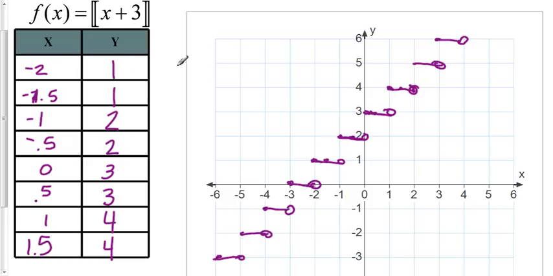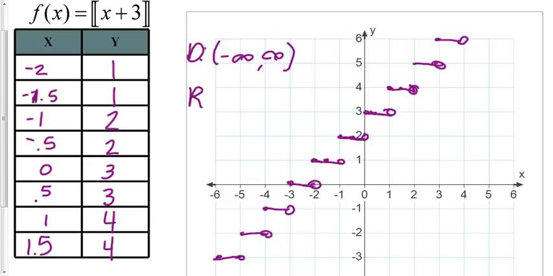The domain of this function is actually all reals. If you look at the x values, I can plug in any x value I want into this function. There aren't any x values that are skipped on this graph. So my domain is -infinity to +infinity.